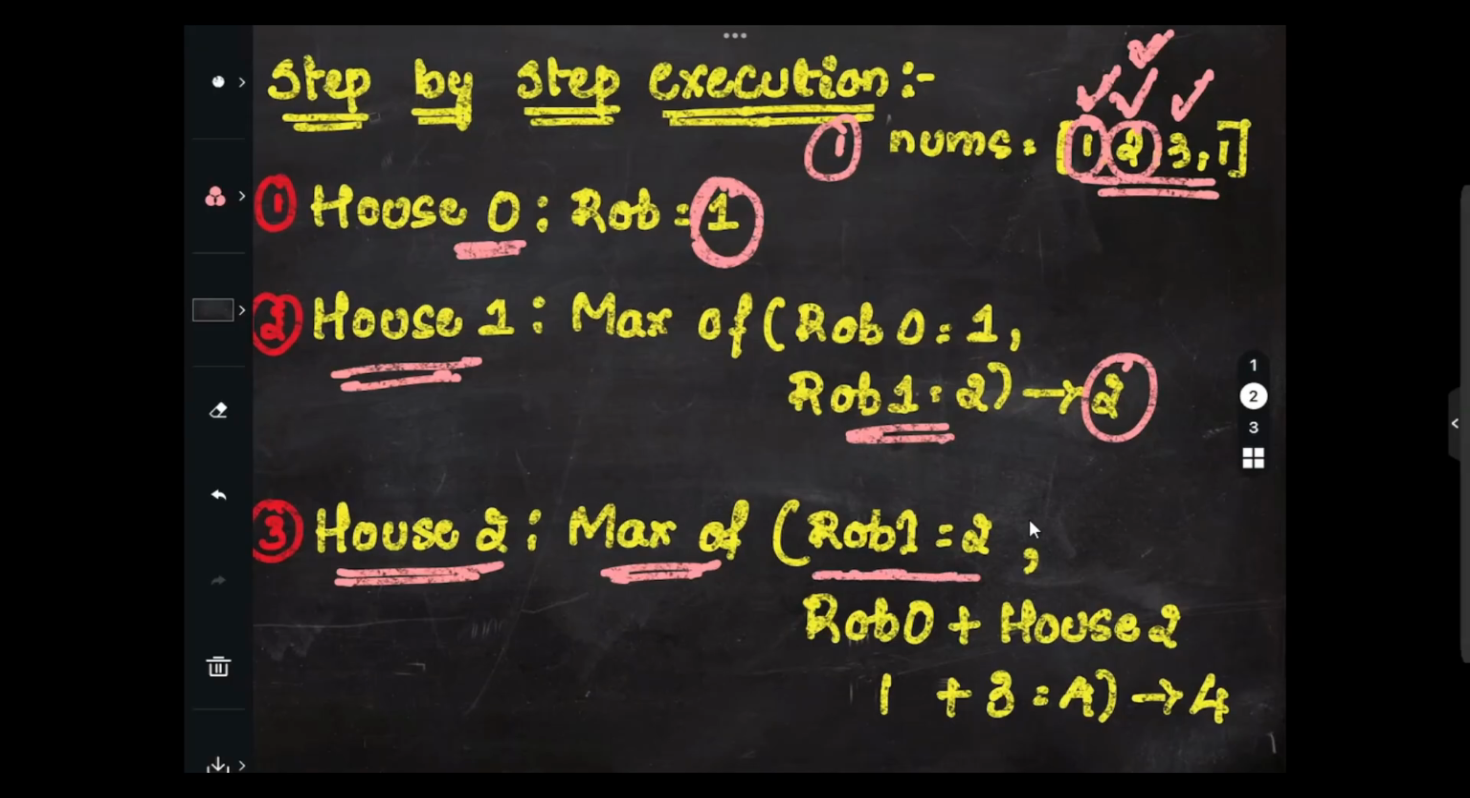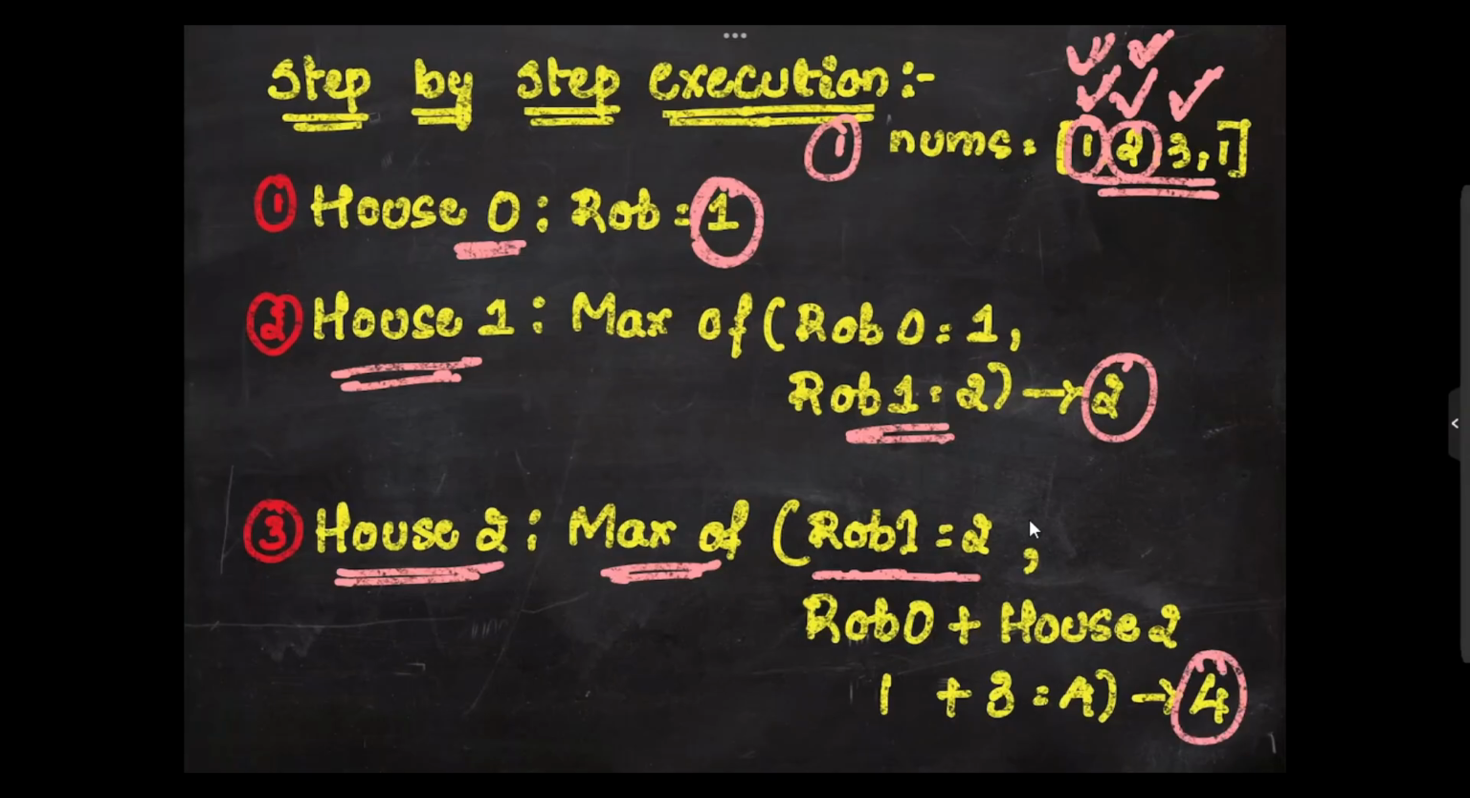Then we have to consider rob 0 plus house 2. Rob 0 will be 1 and house 2 is nothing but 3 we are considering, right? Here 1 plus 3 will lead us to 4. So max of 2 comma 4 will be quite obviously 4. So we will get the answer 4 for house 2, right? So 1, 2 and 4 we got.